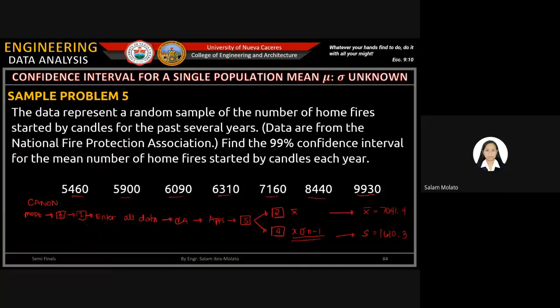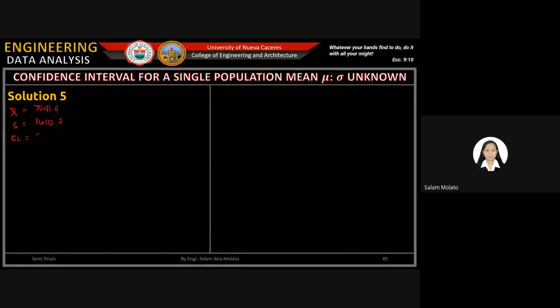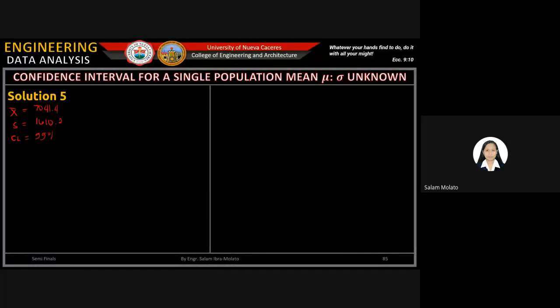99%. So, yung confidence level natin is at 99%. Okay. So, again, we need to compute for T sub alpha over 2. Yun na lang yung kulang natin. So, pwede ding isulat nyo na kaagad yung formula para mas nai-imagine ninyo ano pa ba yung kulang. Mas nalalaman ninyo kung ano pa ba yung kulang sa formula natin, no?